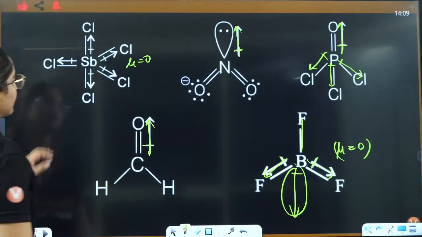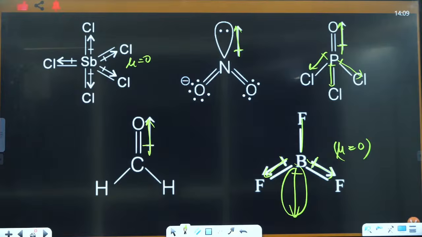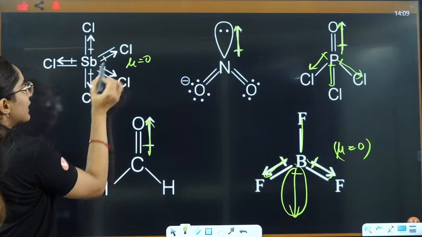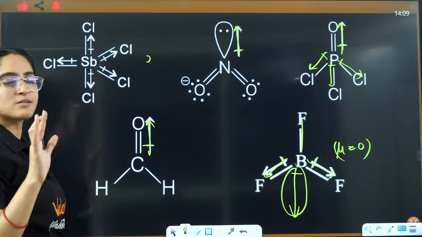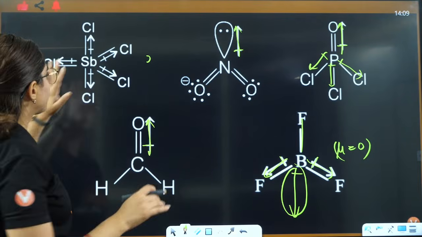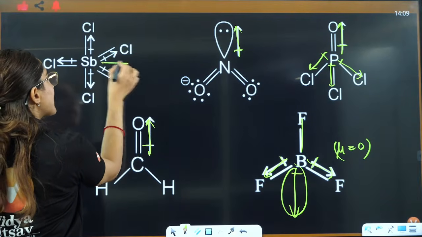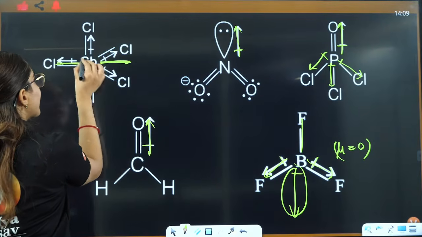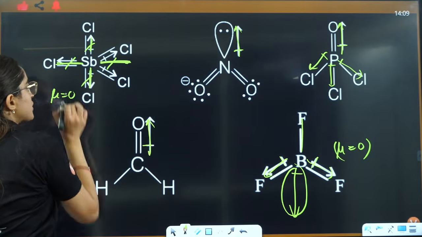Right? Okay, then we talked about that. Now see, here I talked about that whenever you have an angle of 120 degrees, the resultant will always be equal to the other two things. So this and this will form a resultant which will be the same as these two things. So here they will form a resultant which is this, and it will cancel this one. So here mu will be equal to 0.